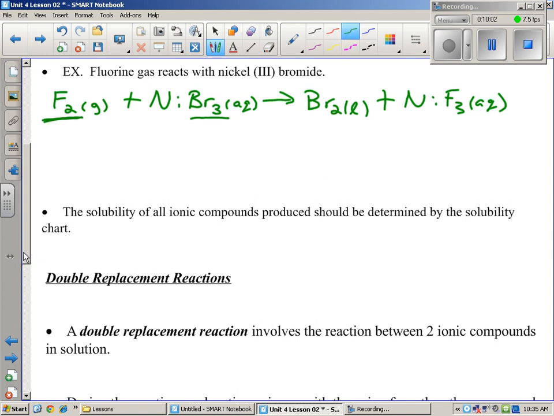All right. So balancing wise, let's see here. Let's do a little Christmas action here. F2, F3, how am I going to get that? That's going to be a 3 there and probably a 2 there. So 6 fluorines, 6 fluorines. I have 2 nickels on that side. I'm going to put 2 nickels on this side and 6 bromines and 6 bromines. And there you go. You're done. Okay?